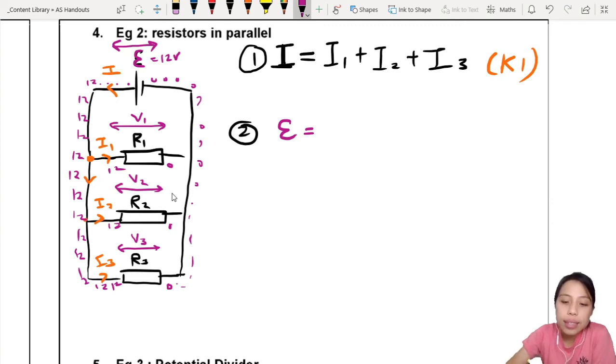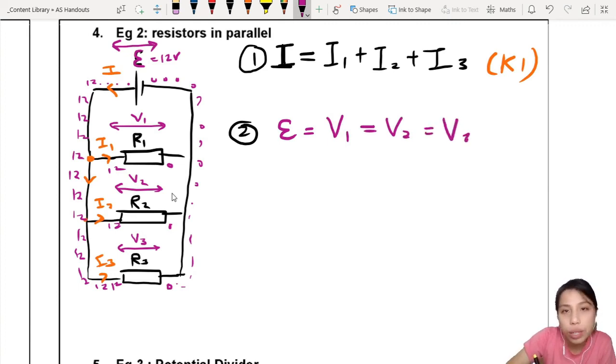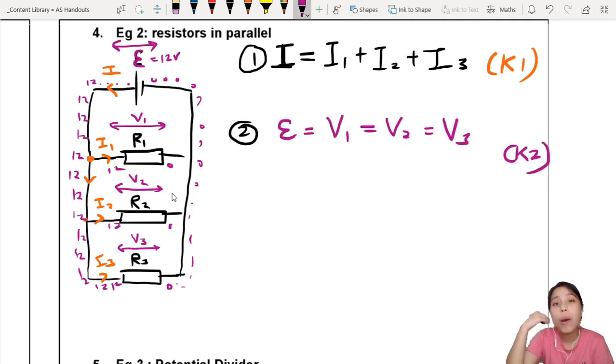So the thing is, you can say now it's the other way. E equals V1 equals V2 equals V3. Where is this from? Kirchhoff's second law. So we put a note here, Kirchhoff's second law. This is true for parallel lines. Okay, then you might have guessed the third step.